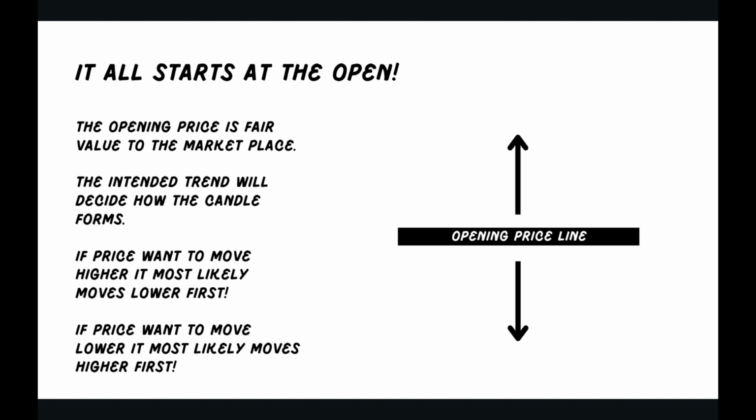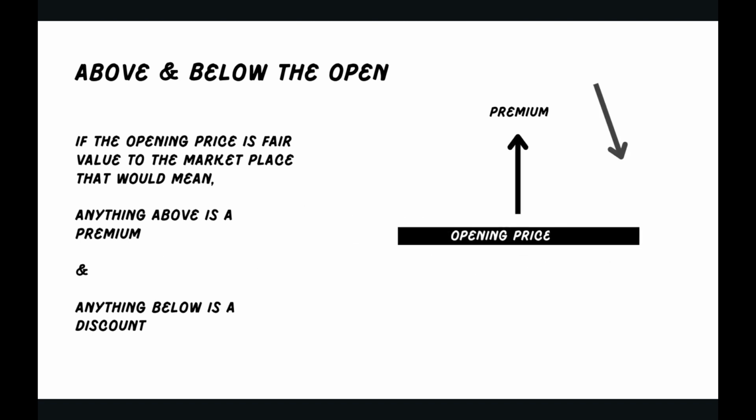If price wants to move higher, it most likely moves lower first. If price wants to move lower, it most likely moves higher first. Above and below the open. If the opening price is fair value to the marketplace, that would mean anything above is a premium and anything below is a discount. This is how I'm able to find my overbought and oversold conditions without any indicators.